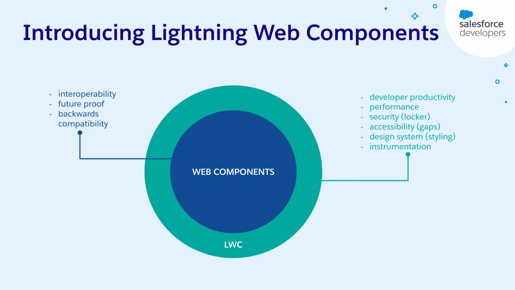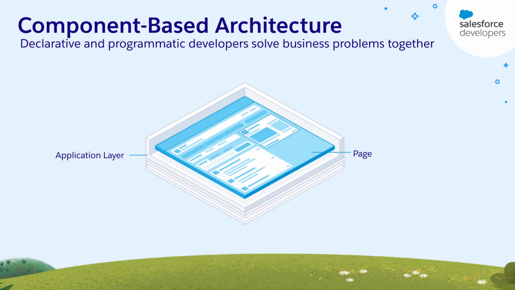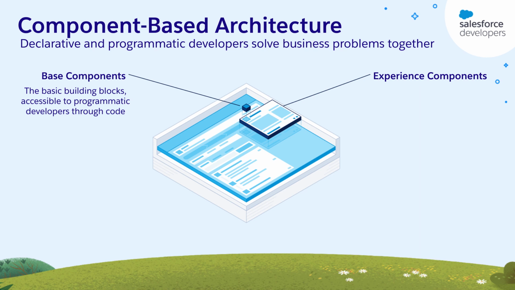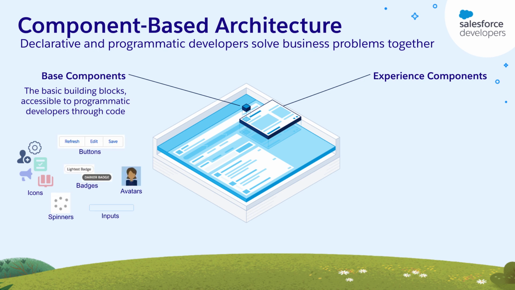Let's see how we can build more complex pages on Salesforce core using these reusable components. An application page can contain one or more functional components. These components can be called as experience components, which are made of one or more base components. LWC provides these base components, which are the basic building blocks accessible to programmatic developers through code. For example, icons, buttons, badges, avatars, and more.